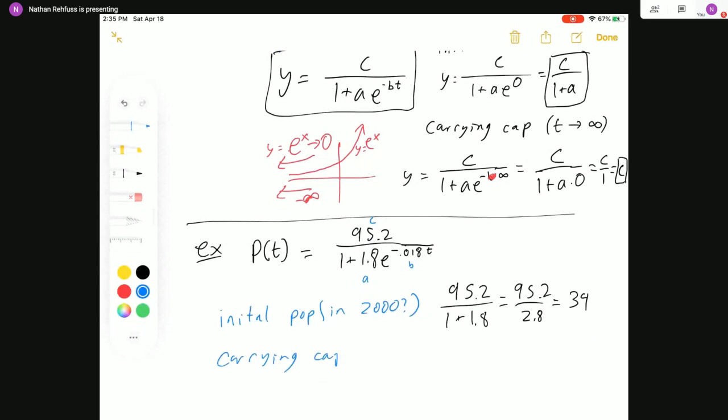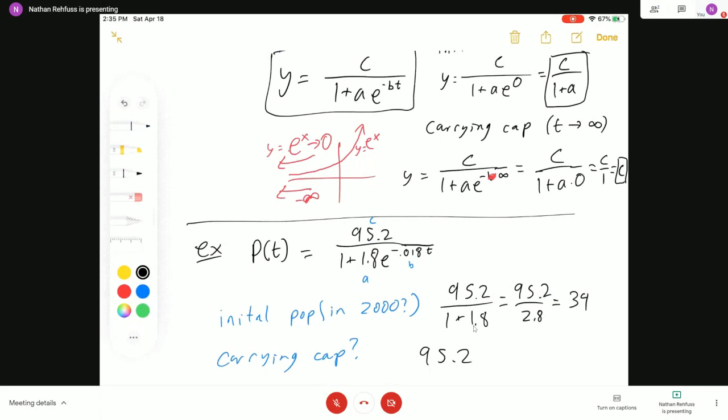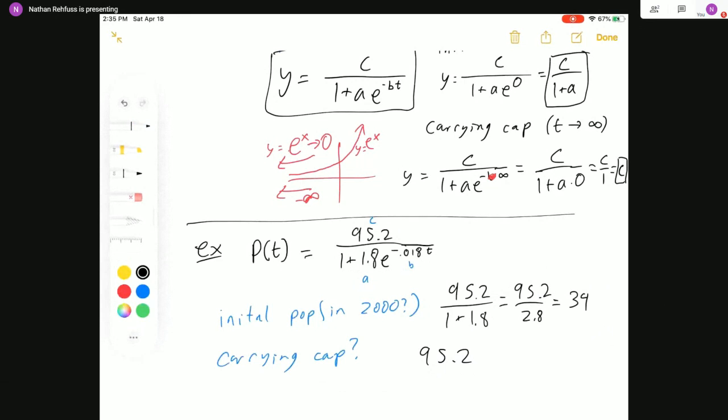The carrying capacity is just going to be equal to that number up top, 95.2 million people. So under this model, we're assuming California cannot grow to a bigger size than 95.2 million people without some drastic change in technology that allows us to fit more people into a smaller space. That's as big as California is going to get.